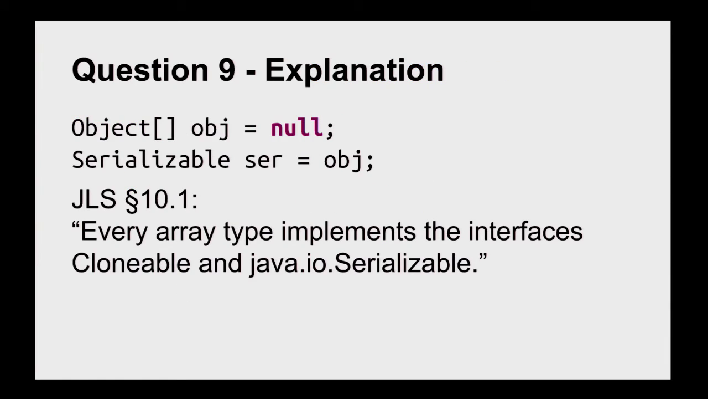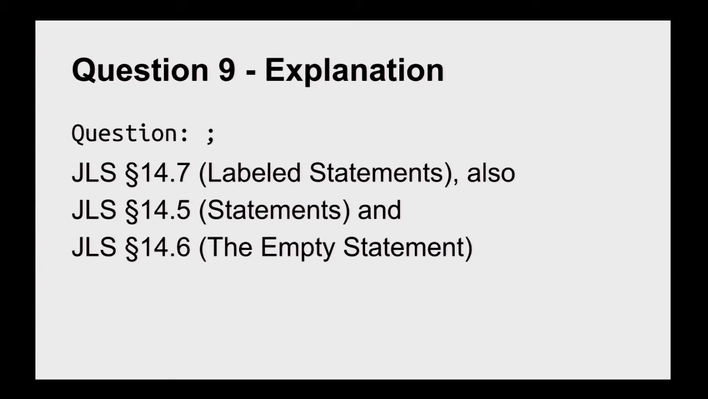So the first part, object array to serializable, is allowed. Even though object itself isn't serializable, an array of objects obviously should be serializable. So they are. They're serializable and cloneable. The other part, this label here, that is allowed. That's just a label before the empty statement. Also, the label namespace and class namespace are different, so you're allowed that there. It's a bit weird.